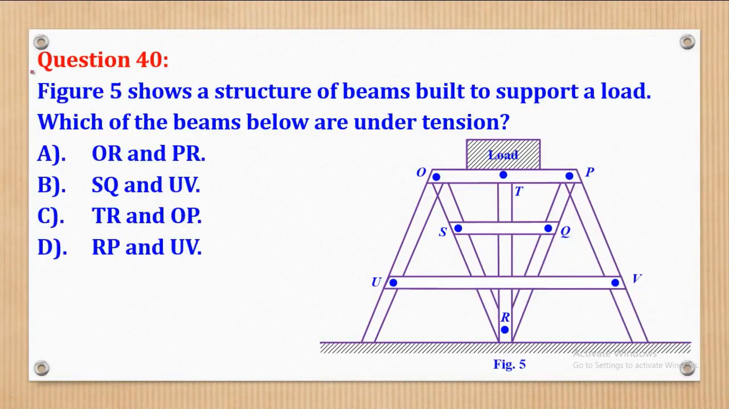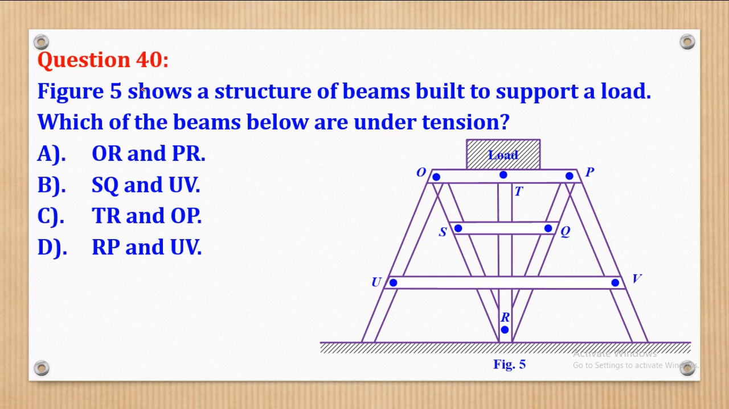Now we shall go to question 40. Question 40 says, Figure 5 shows a structure of beams built to support a load. Which of the beams below are under tension? Now, how do you know beams that are under tension and those under compression? So the ones under compression, if you remove that beam, it means that the system collapses inwards. But the ones in tension, when you remove that beam, the system will collapse outwards. Now we are interested in beams under tension.